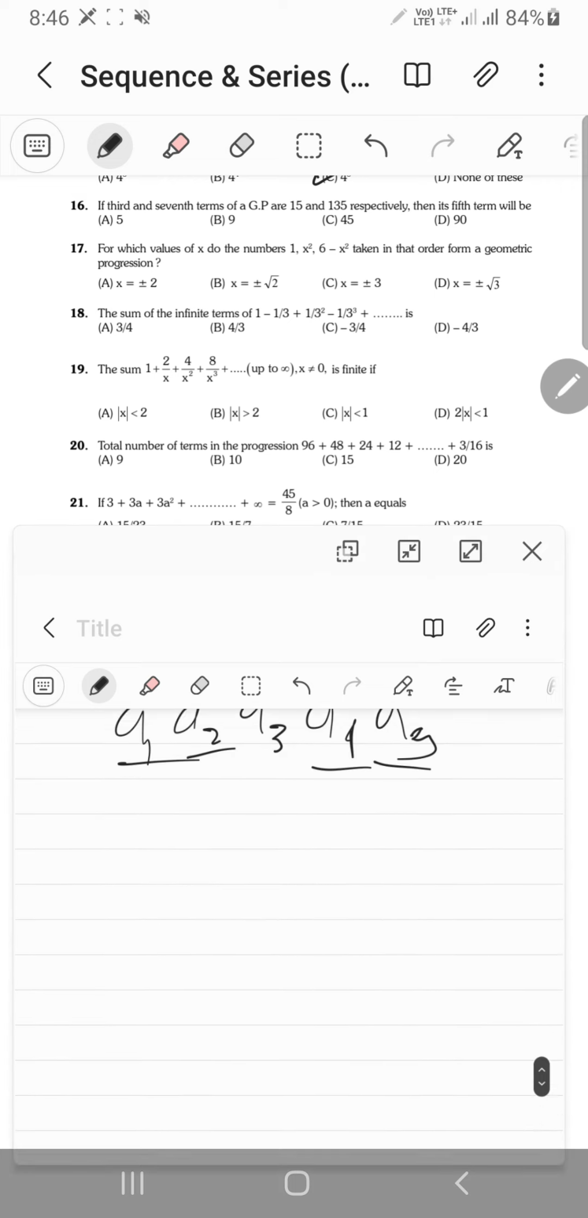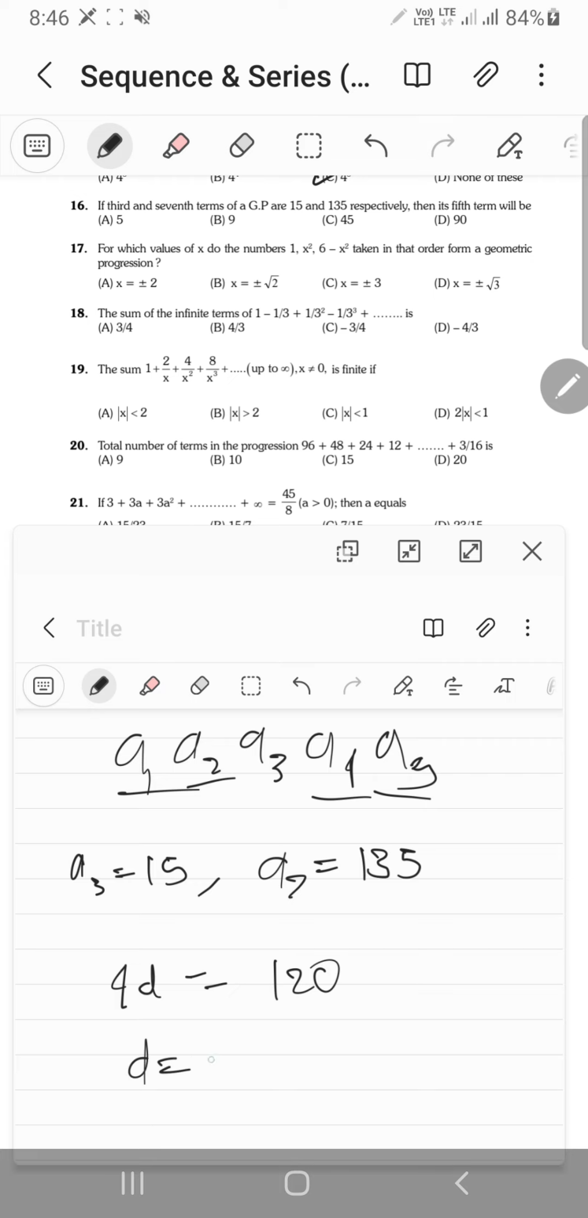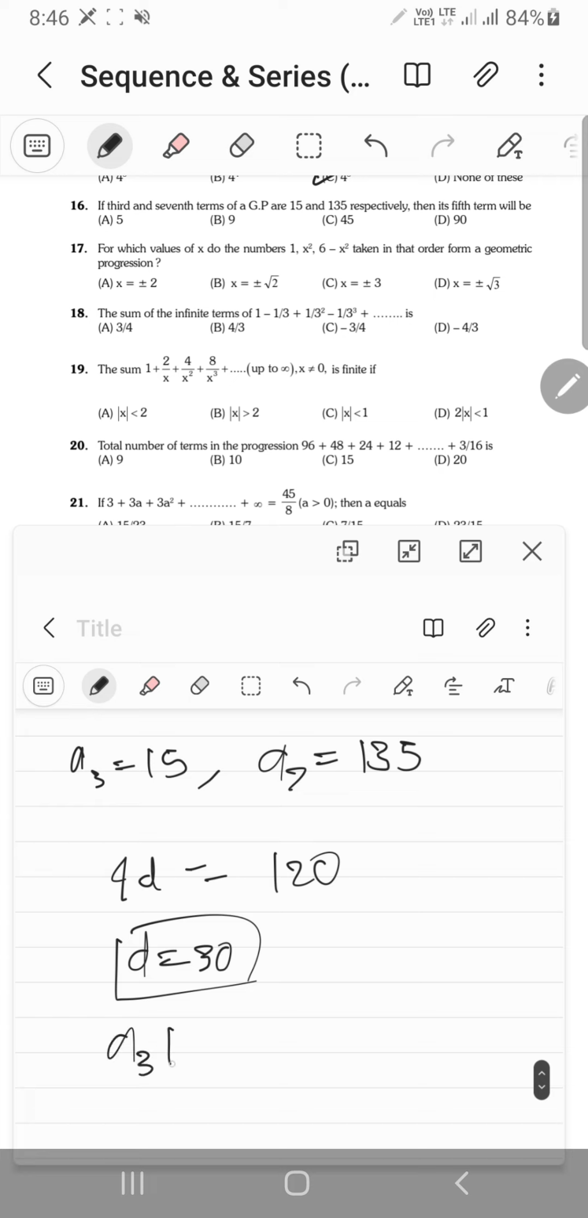If the third and seventh term of a GP are 15 and 135 respectively, so a3 is 15 and seventh term is 135 of an AP, no wait, of a GP, sorry, then its fifth term will be what? Okay, what is 4D? 4D is 120, so D is 30. There you go. And you want the fifth term, which will be A3 plus 2D, which is 15 plus 60, 75.